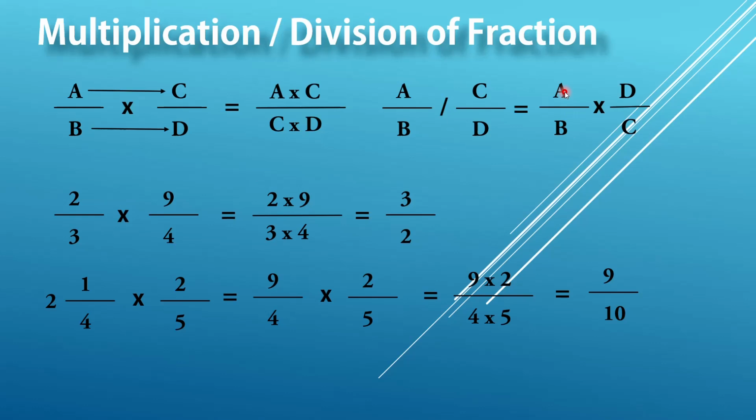So what will be the result? AD into BC. Here it is AC into BD. Here it will be A into D and B into C. So don't confuse it with cross multiplication. Here we don't need to do like this. Just reverse this and then you can do multiplication the same way.